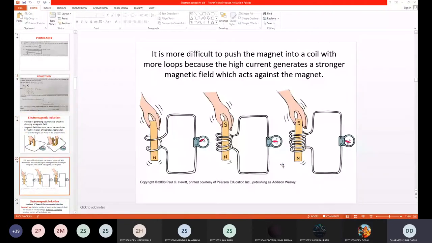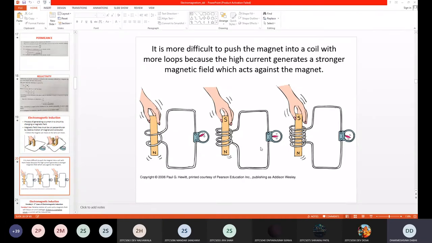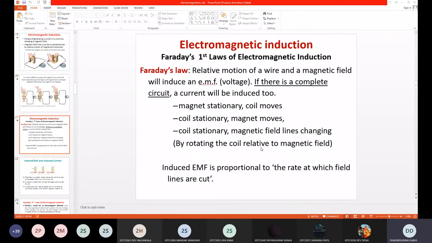So when the current is flowing, your coil has a closed path. If the coil is open, then current will not flow into the coil, because to flow the current you require a closed path. Clear? Based on the motion of the coil and permanent magnet, current is induced, and the direction of that current depends upon the polarity of the poles, whether it is the N pole or S pole. So the deflection of the galvanometer depends upon the direction in which we move the magnet. Okay, so this is electromagnetic induction.